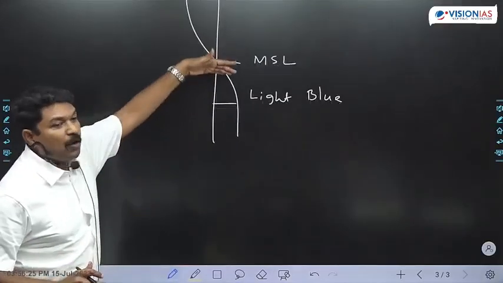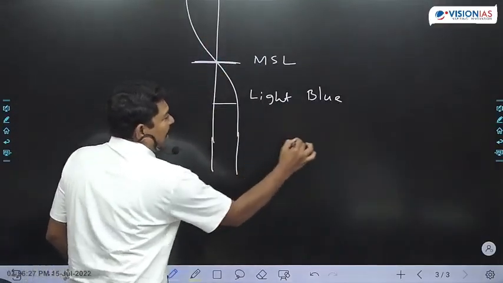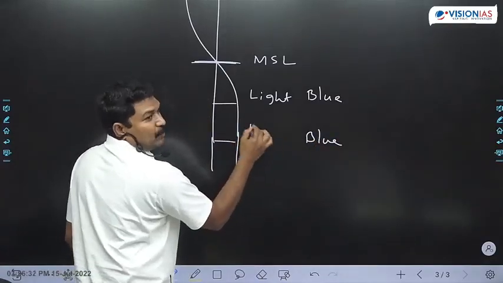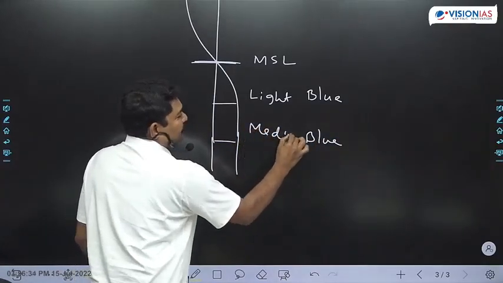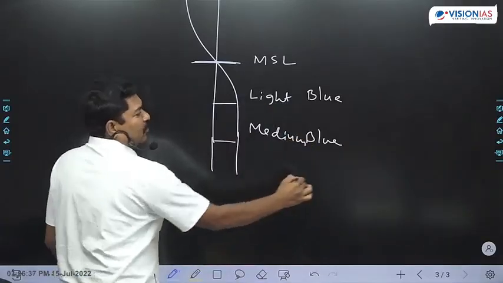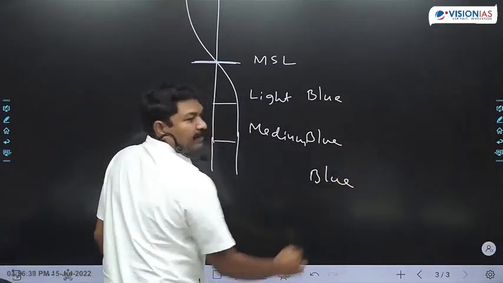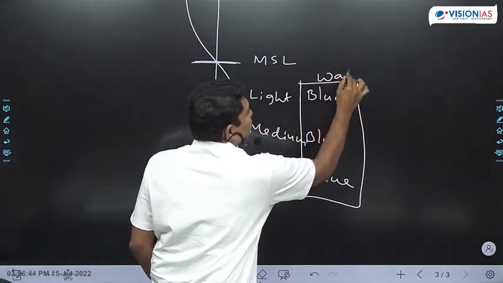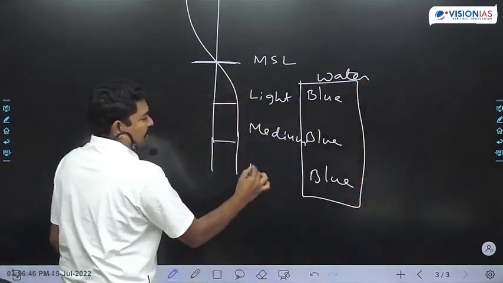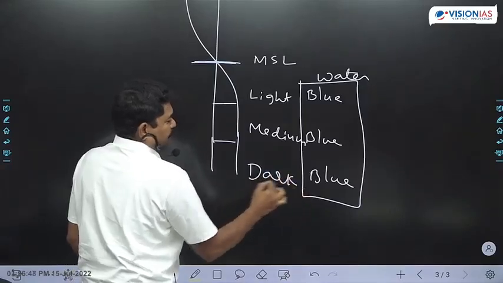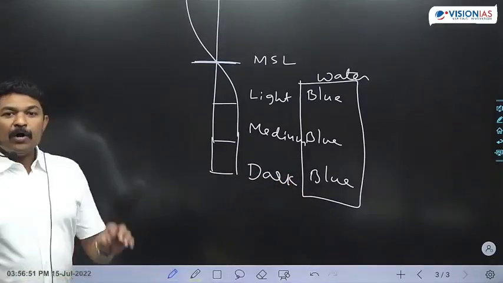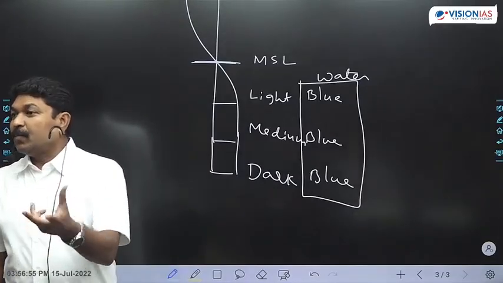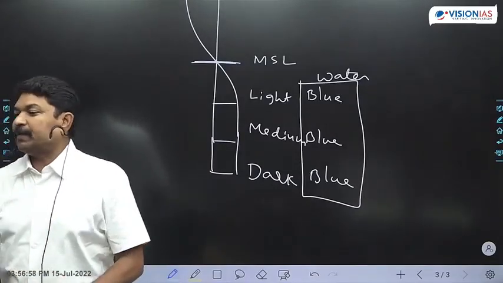The moment you go further deep, you can find the blue color again, but this time the blue is intermediate blue, nothing but the medium blue. And further if you go, the blue is there again, meaning what? The blue color is exclusively given for the water body. This is a dark blue. The more dark the color, the more deep the waters are. That is what it means.